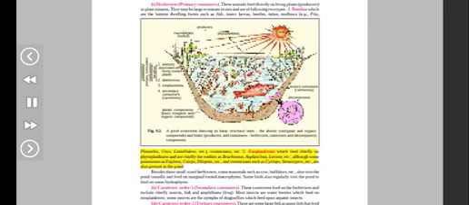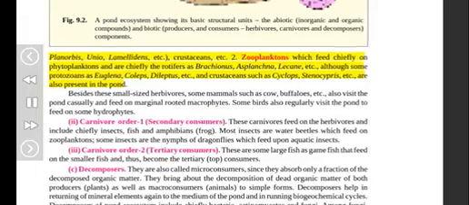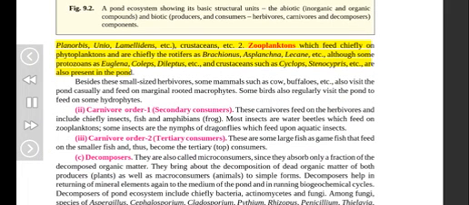2. Zooplanktons, which feed chiefly on phytoplanktons and are chiefly the rotifers such as Brachionus, Asplanchna, Lecane, etc., although some protozoans such as Euglena, Coleps, Dileptus, etc., and crustaceans such as Cyclops, Stenocypris, etc., are also present in the pond. Besides these small-sized herbivores, some mammals such as cows, buffaloes, etc., also visit the pond casually and feed on marginal rooted macrophytes. Some birds also regularly visit the pond to feed on some hydrophytes.